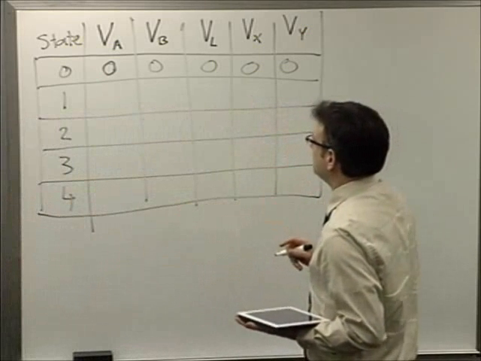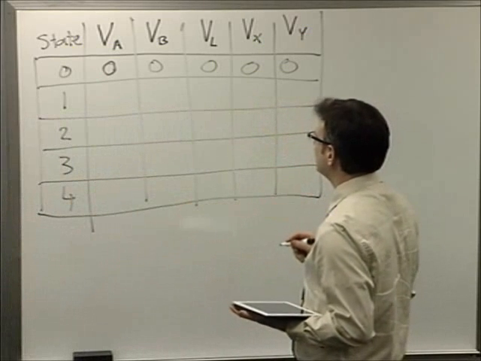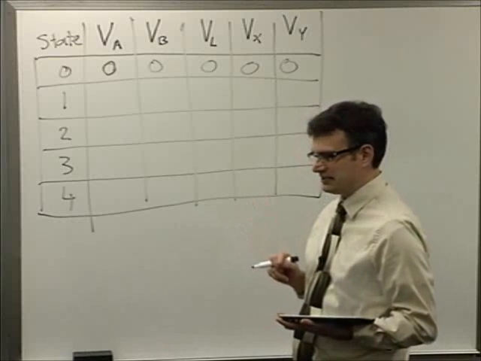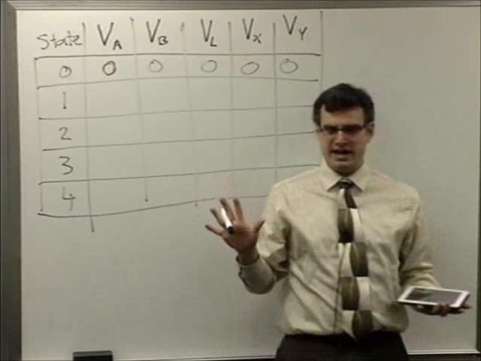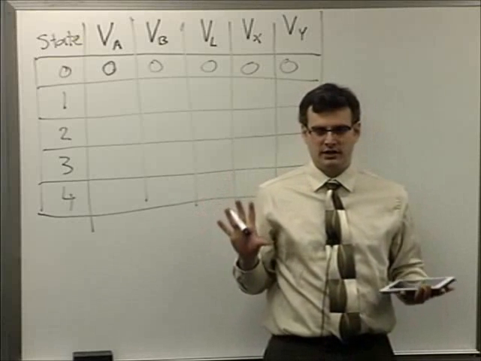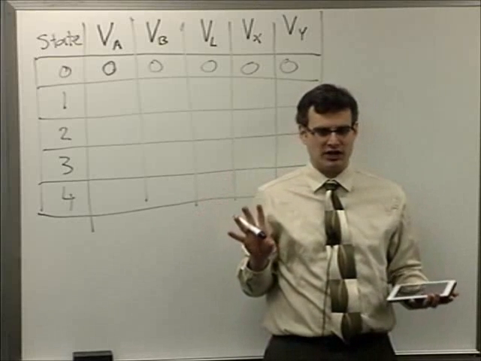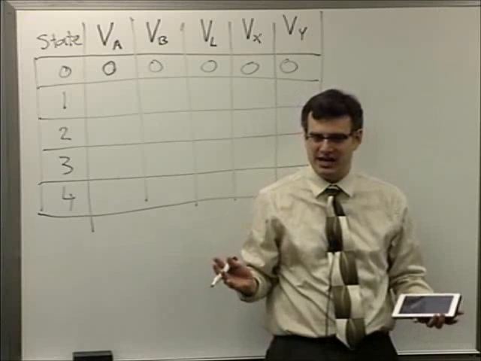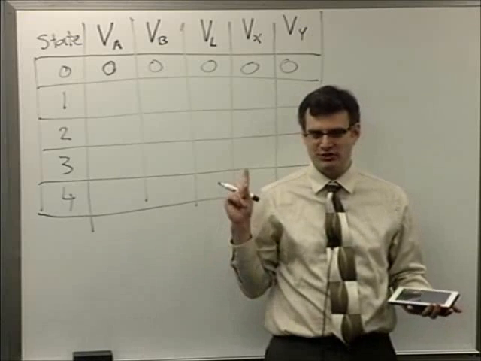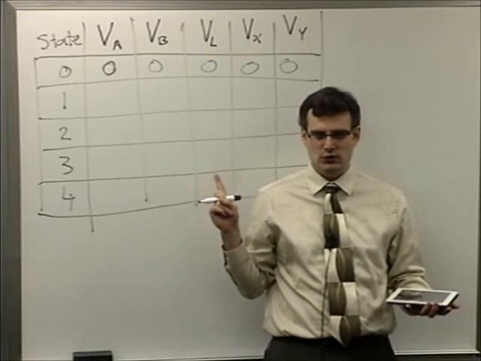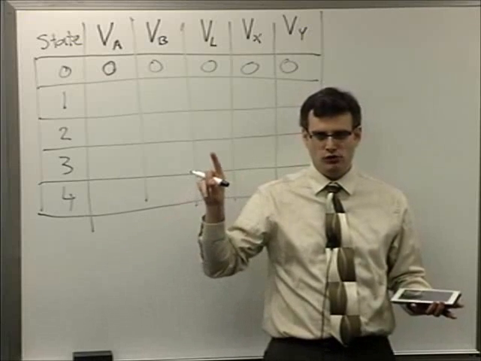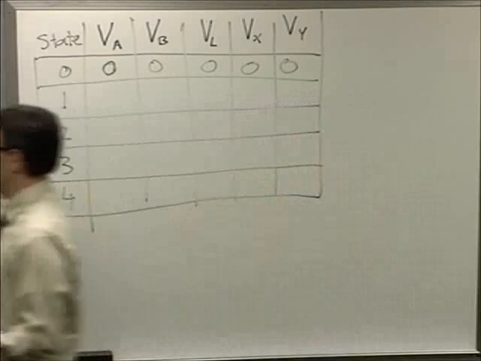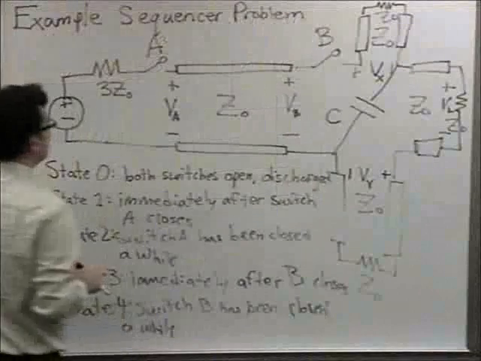Okay. State number 1. Immediately after switch A closes. So before you do any analysis, take a good common sense look at this circuit and understand what a transit time means. Because most of these entries do not change when you only change one part of a transmission line circuit. So let's go over here to the circuit diagram and look at this.